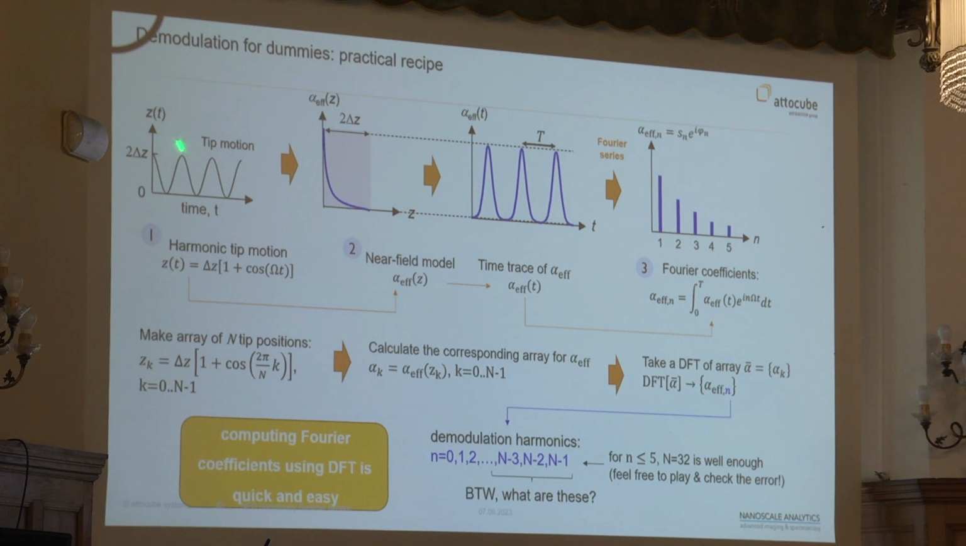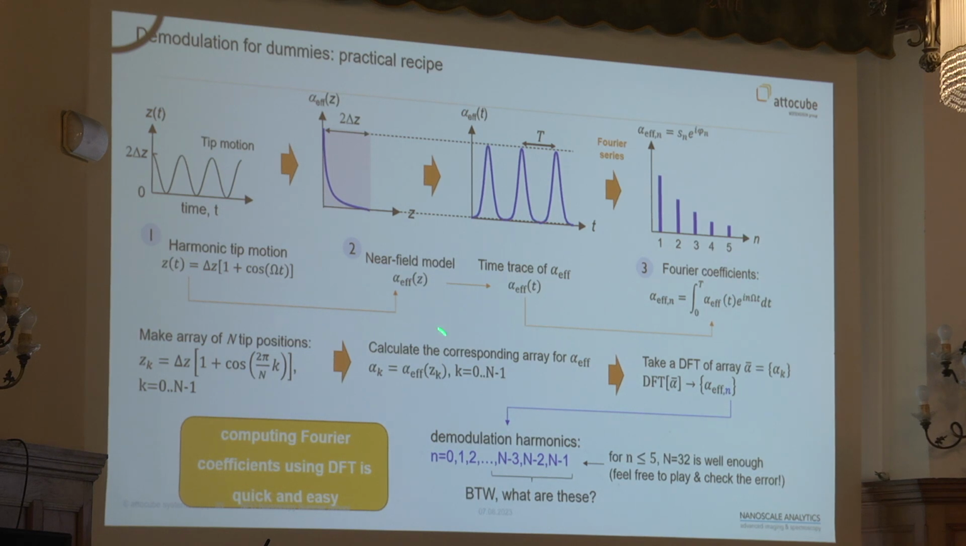So demodulation: you have the tip tapping, and you need to plug it into the effective polarizability that gives you the time trace of your near-field signal, and then you do the Fourier series expansion and you get the harmonics. You can do it like this mathematically, formally, nicely, but actually, this Fourier integral calculation could take a while, especially if you have a lot of points, and you do a lot of fitting and iterations and so on.